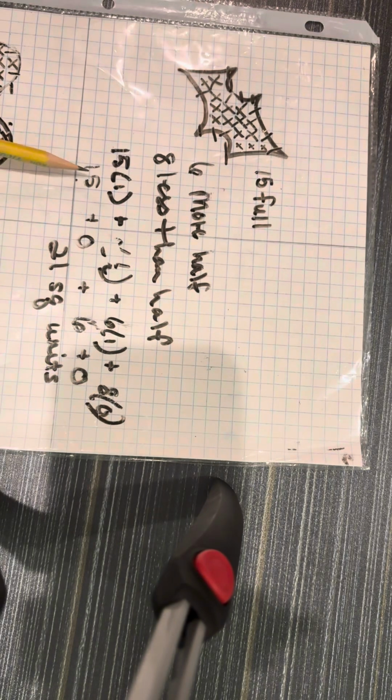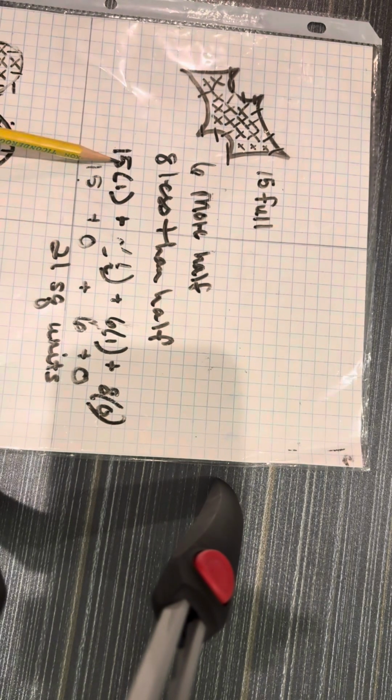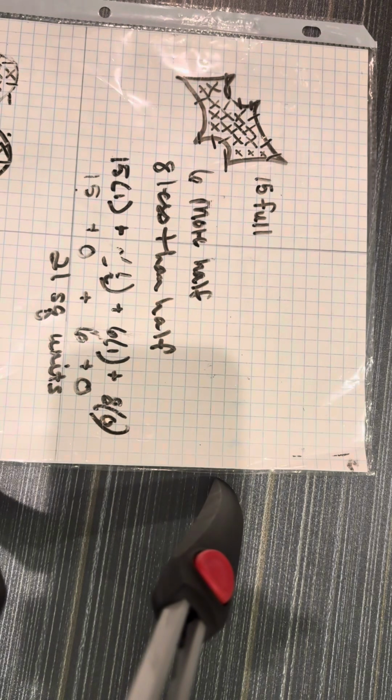So then we add those together. 15 times 1 is 15, 0 times 1/2 is still 0, 6 times 1, and you got 21 square inches.